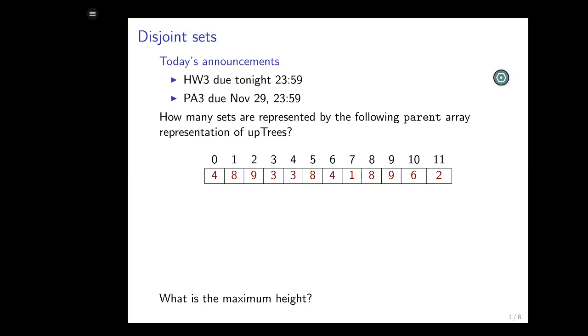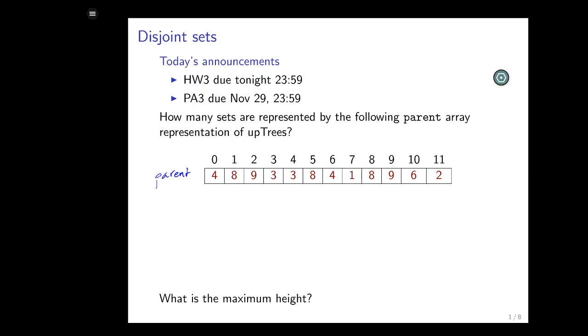And as a warm-up, I would like you to tell me how many up trees are represented by this parent array. Remember, parent array representations tell you for a particular node who the parent of that node is. So I want the parent of node 3. I look in there and it says the parent of node 3 is node 3. So the question is how many up trees are represented by this particular array?